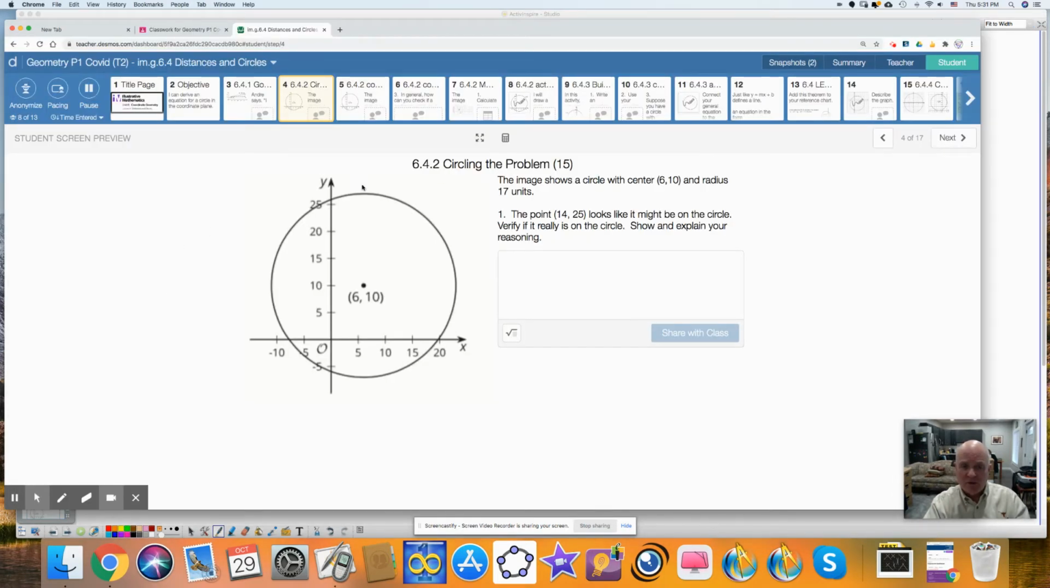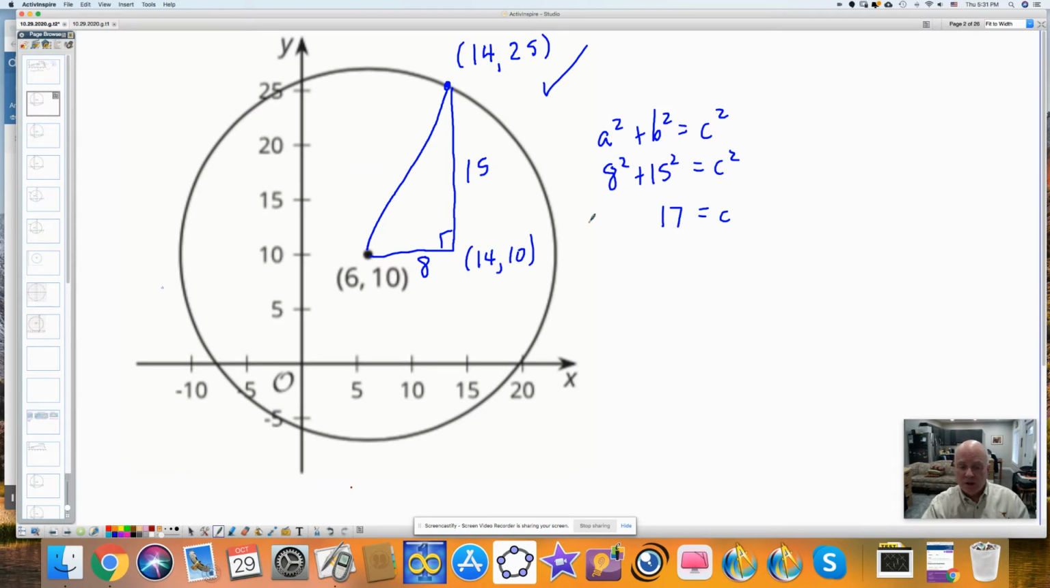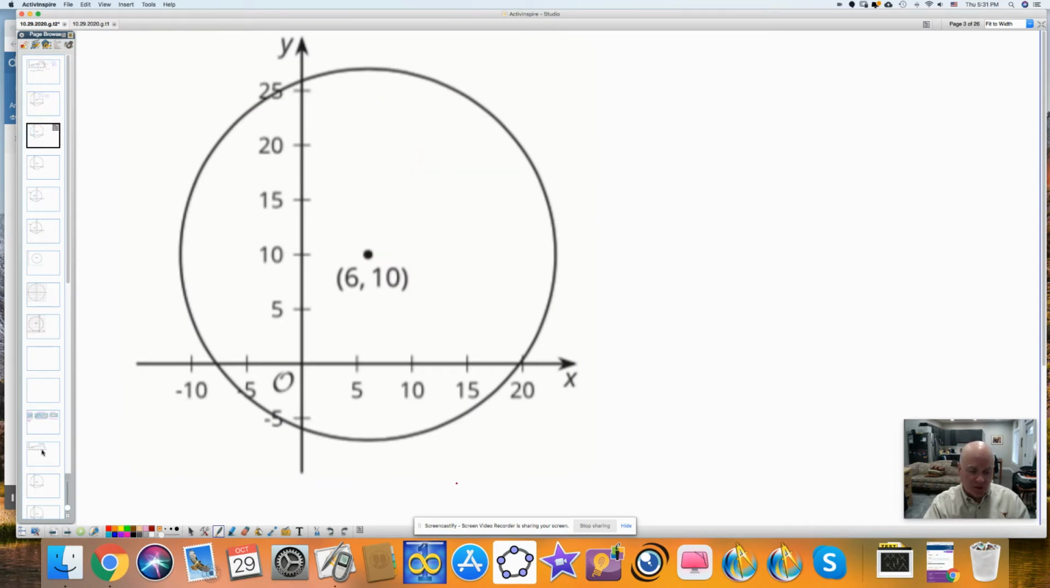We have a second one of these. It says, what about (22, 3)? Looks like it's on the circle. Let's do it. And I'll do the same thing. Use a different color.